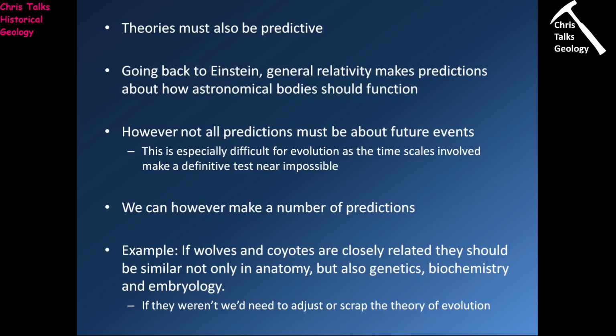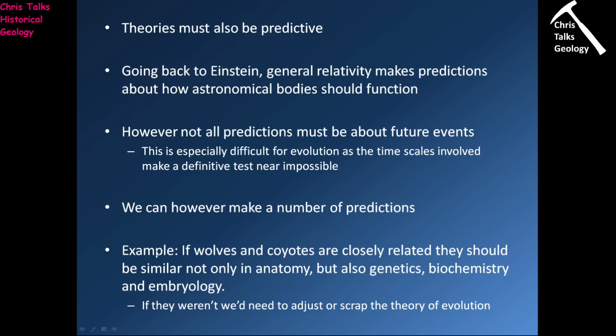However, not all predictions need to be about future events. You can make predictions and then test them using things like the fossil record. This is especially true in the case of evolution because the timescales involved are often quite huge. To make a prediction based on evolution and then wait to collect the data may well take decades, hundreds, possibly even thousands of years. So what we tend to do is make predictions and then apply those to what we can see in the historic record.